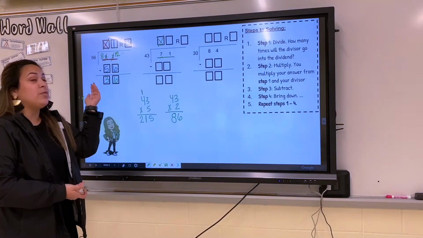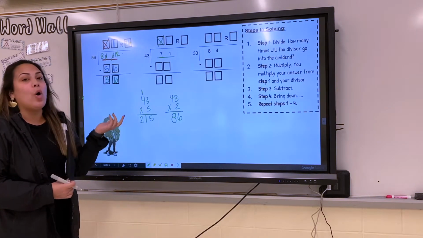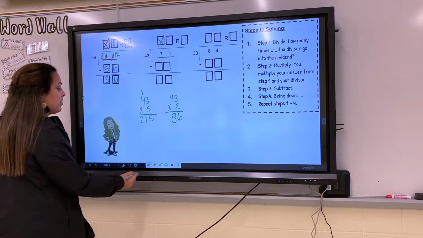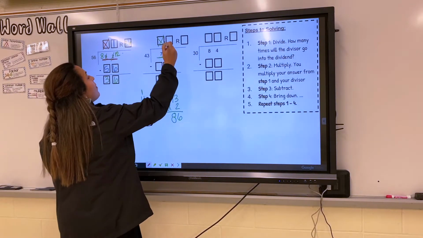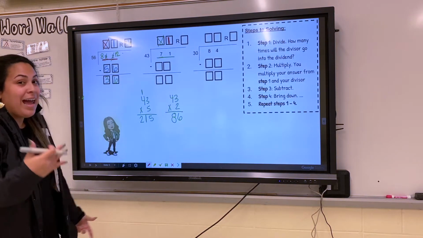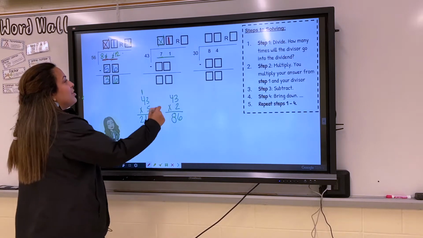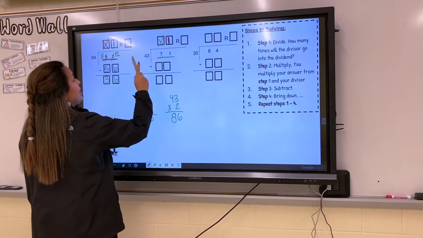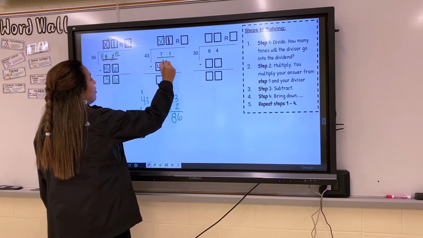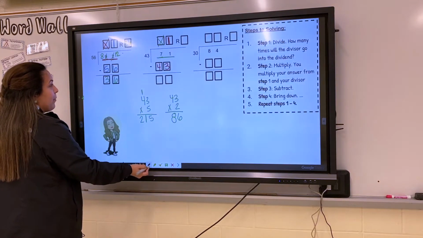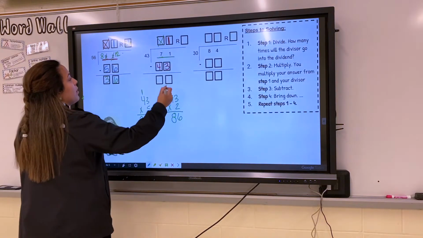So just like with the first problem, the only logical number I could use is 1. Well, that puts a damper on everything. I wanted a higher number. So now I divided and I'm going to multiply. 1 times 43 is 43. And then now I am going to subtract.